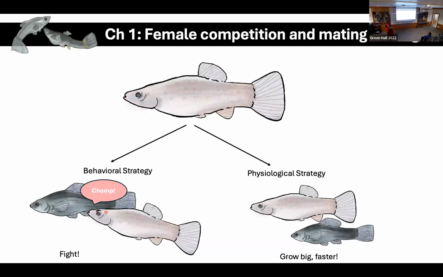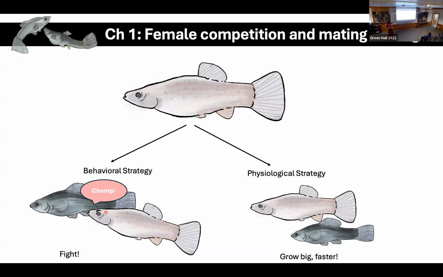Or maybe she uses some kind of physiological strategy. So from the literature, it appears that males have a preference for larger females. So maybe if the Amazon grows bigger faster, she's able to take advantage of that sensory bias and acquire more mating opportunities with the male than she would otherwise have.